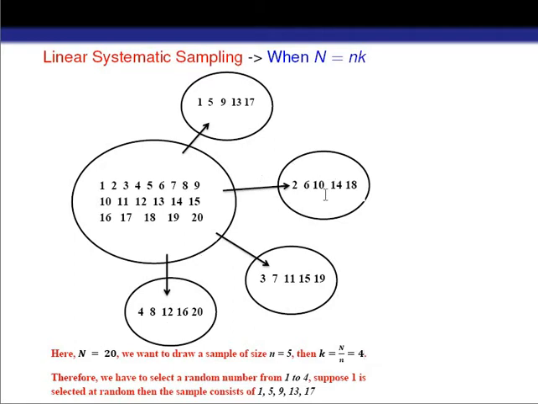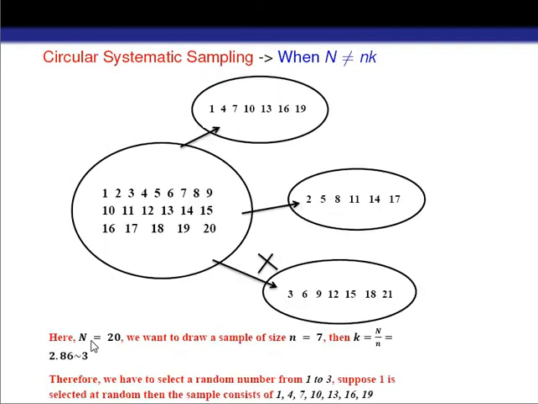Now this technique is called linear systematic sampling. When is it called linear systematic sampling? When the value of capital N is equal to nk. When capital N is equal to nk, that technique of systematic sampling is known as linear systematic sampling. Now we'll see what will happen when capital N is not equal to nk.